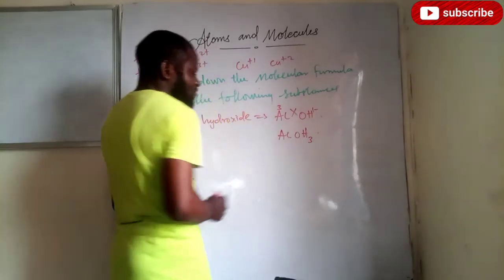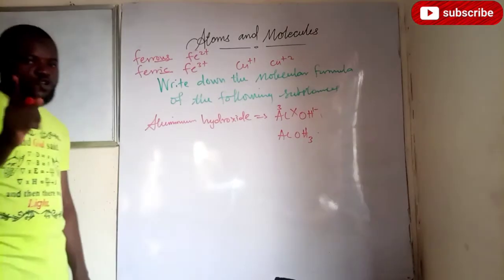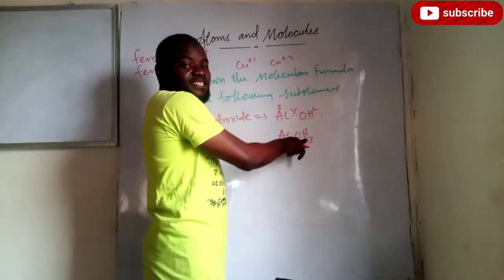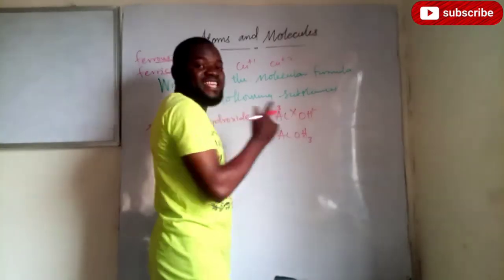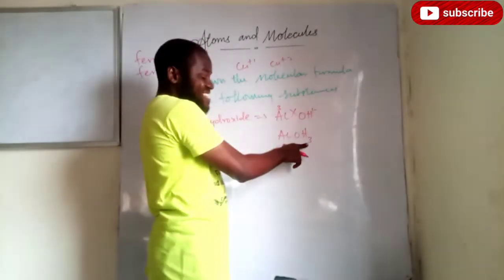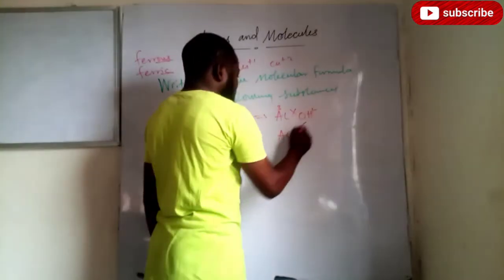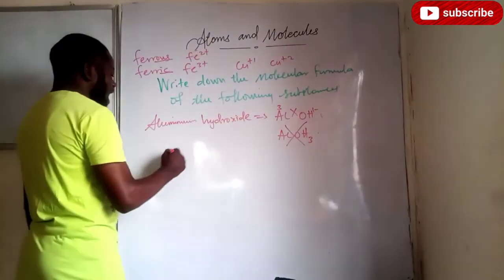AlOH3. Am I right with the way I wrote it like this? No, I'm wrong. Why? Because hydrogen is not standing alone. Hydrogen and oxygen, they are together. Putting the 3 here means it's meant for only hydrogen. Thus, this is wrong.